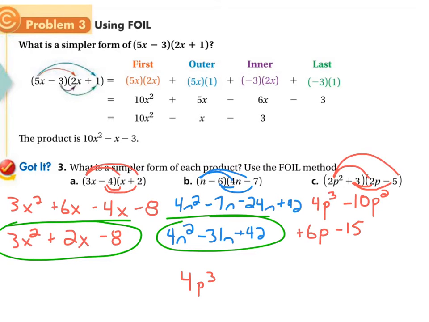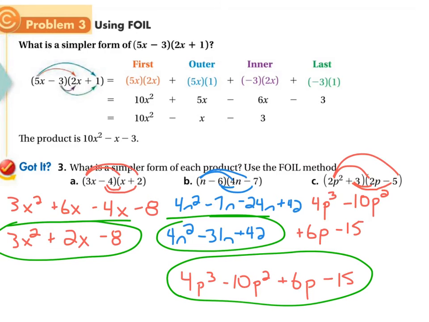4p cubed minus 10p squared plus 6p minus 15 is the whole answer, and we're done with that. Okay, and you'll come to understand why it is that this particular one did not have terms that could combine, but these two did. It has to do with them having the same thing in here.